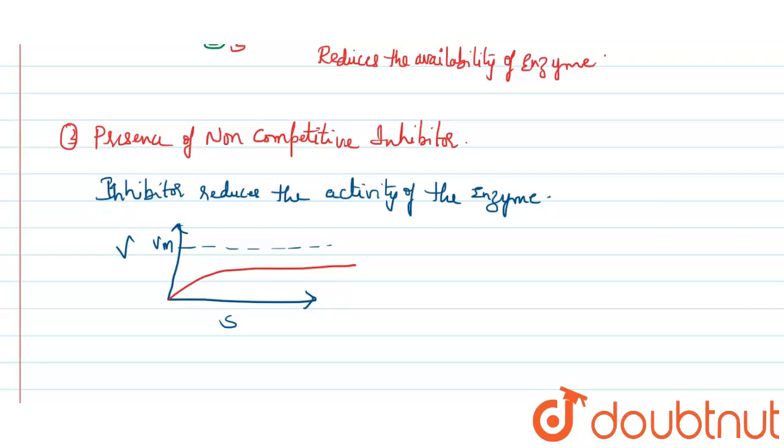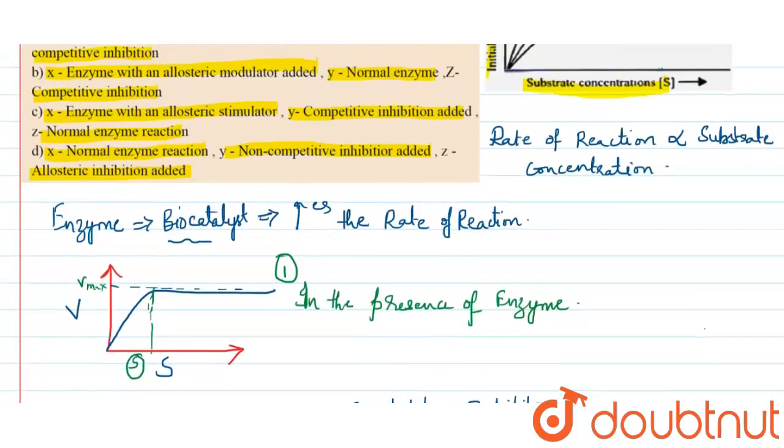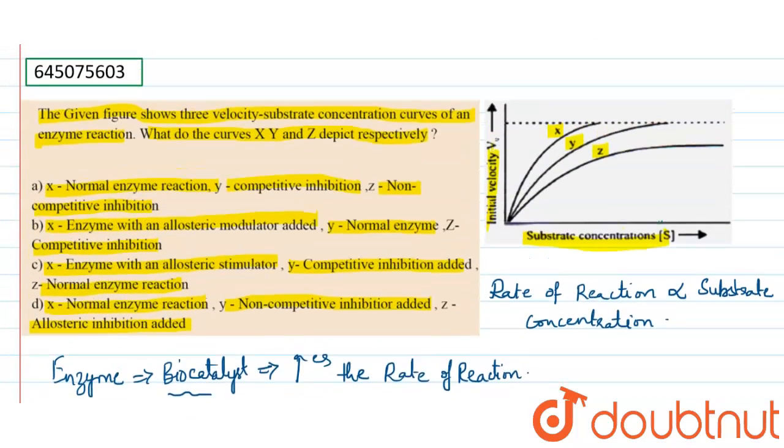So these are the different conditions in an enzymatic reaction. Let us see the statements which are given. X is where Vmax is attained at a substrate concentration relatively lower than Y. So X represents a normal enzymatic reaction. And in Y, as we can see, Vmax is attained at a higher substrate concentration. So Y represents competitive inhibition.